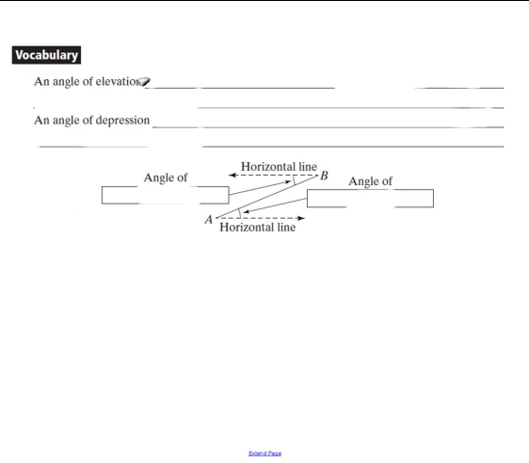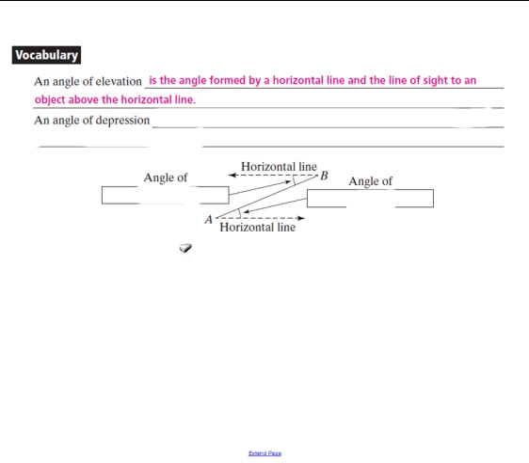So elevation means just that. It's the angle formed by a horizontal line and the line of sight to an object above. So if we have a horizontal line like we have here, and there's an angle above, that's going to be our angle of elevation. Think, looking straight ahead, and then the angle that you tilt your head upwards to look at something above your horizon, that's your angle of elevation. Right? Think elevate, lifting up.